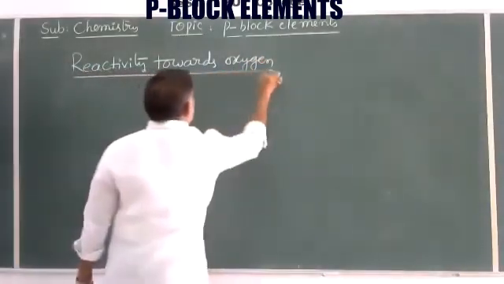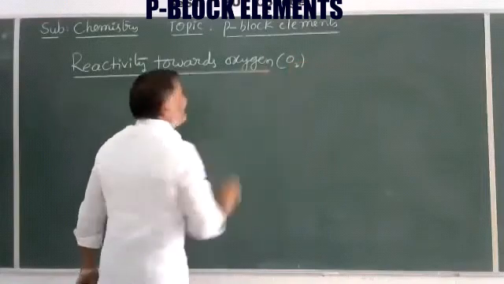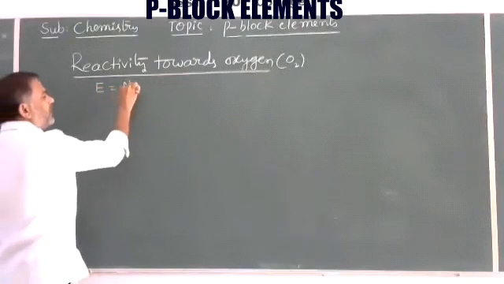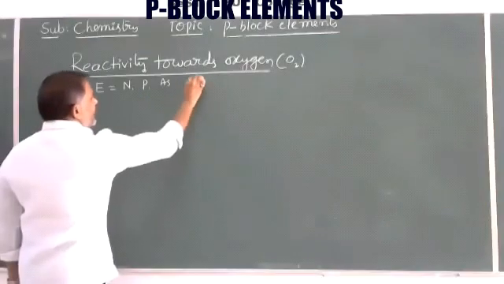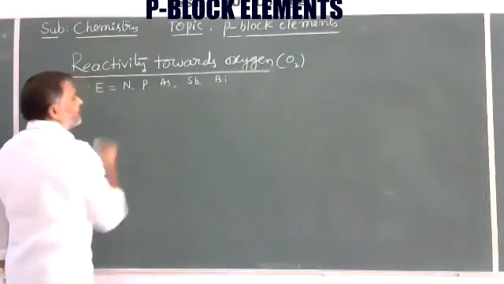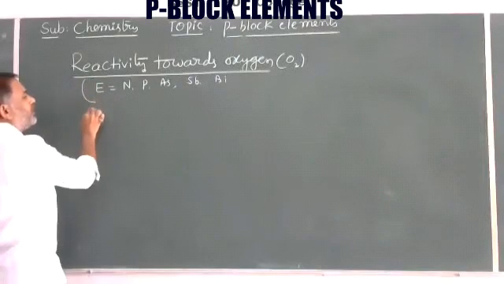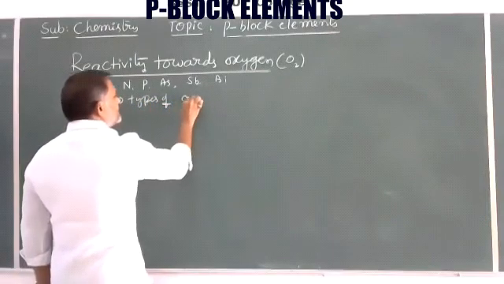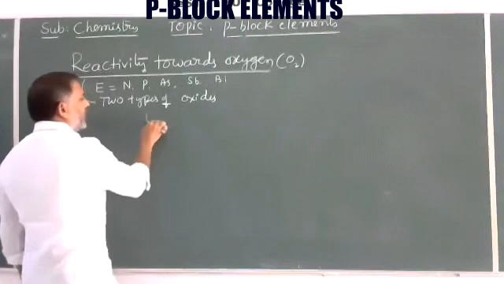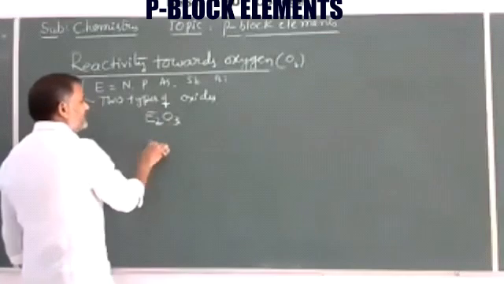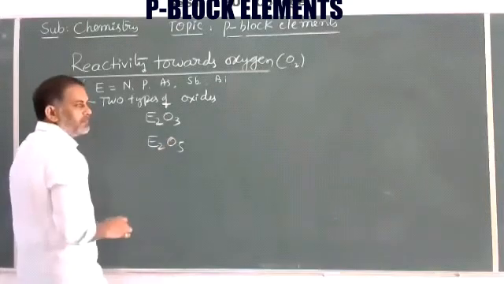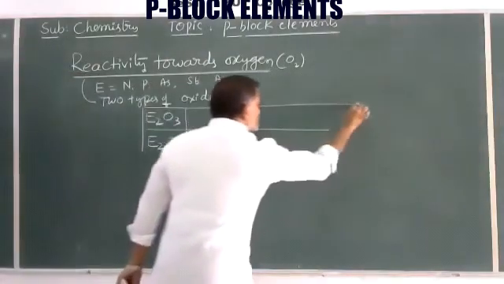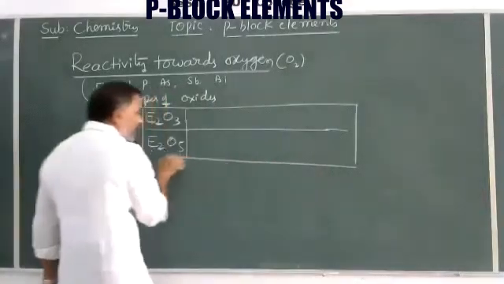Reactivity towards oxygen, or dioxygen O2. We know the 15th group elements are nitrogen, phosphorus, arsenic, antimony and bismuth. Generally, these 15th group elements form two types of oxides: one is E2O3 type, another one is E2O5 type. So here, if you create one table, here are some important oxides.